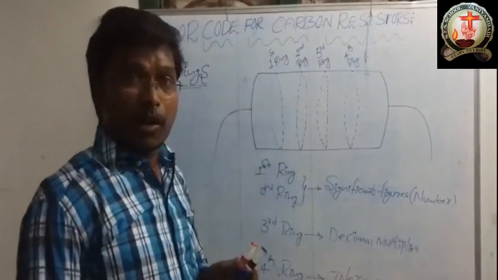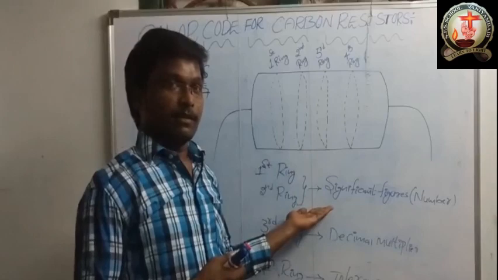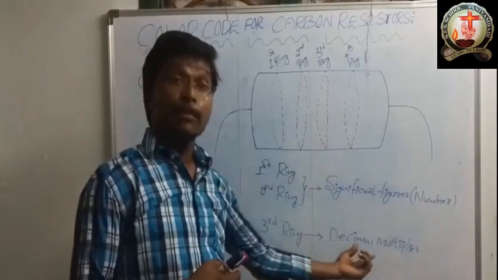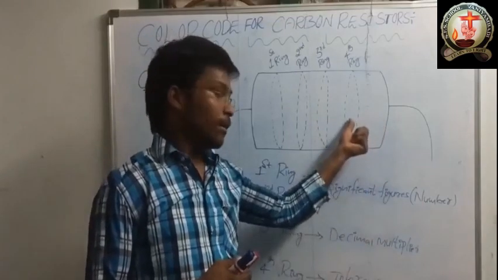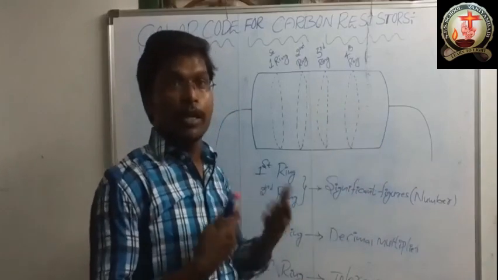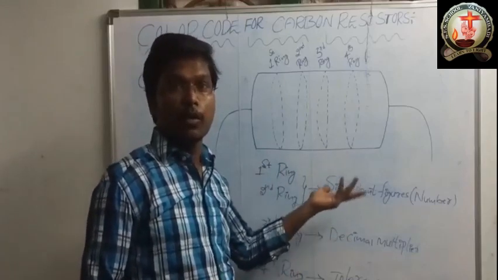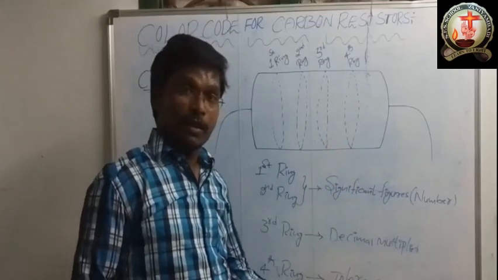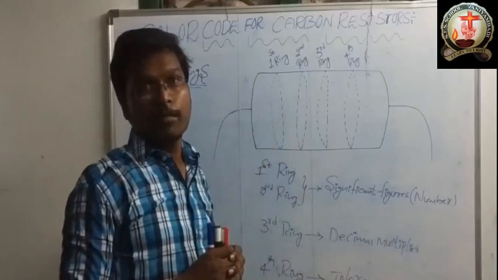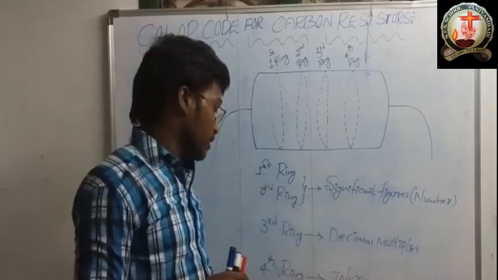So finally, what I told here: the first and second rings will indicate the significant figures. Significant figures are nothing but numbers. The third ring will indicate the decimal multiplier, and the fourth ring will indicate the tolerance. I told you already, this fourth ring is optional. Some resistors have it, some resistors do not. But it will indicate the tolerance. You can remember this concept. Okay, first and second rings are significant figures, third ring decimal multiplier, fourth ring tolerance.